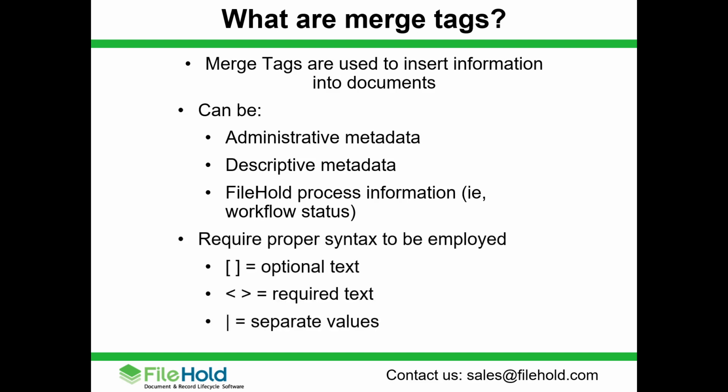And I know I've covered this before, but the square brackets indicate that it's optional text. The carets indicate that it's required text, and the pipes separate values between them. And we'll need to use at least the square brackets and the pipes to do some of our work today, plus some regular expression work, which is slightly outside of my field of expertise, but I still want to cover some of the basics for it.